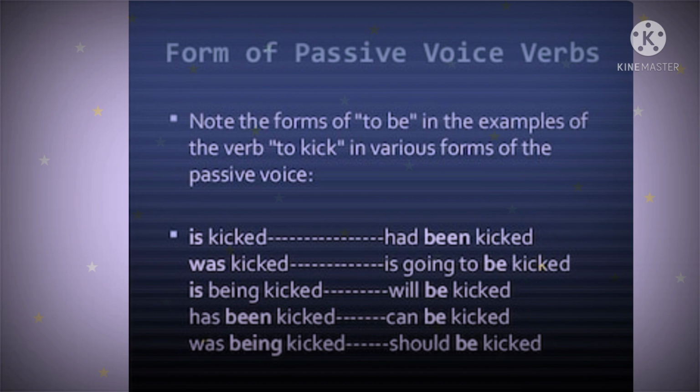She can be kicked, she may be kicked, she should be kicked. Okay, and for the future perfect tense, he will have kicked her, that will be changed into she will have been kicked by him. So this structure means already we have learned the form, and this is only an application of the form with example.